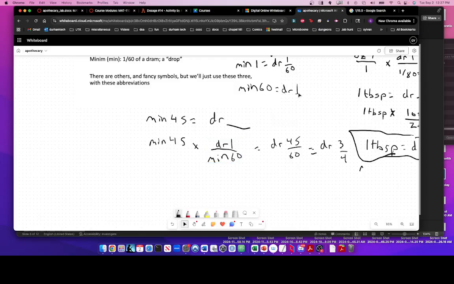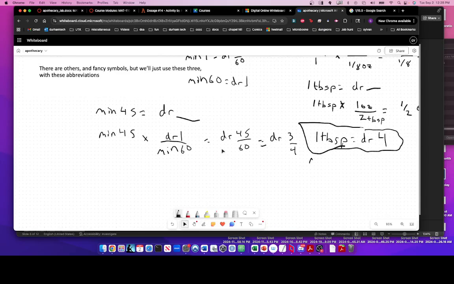So put the 1 dram on top, which is what we want. Put the 60 minims on the bottom, what we want to get rid of. We get drams of 45 over 60. And since we want to come up with a fraction, there may be a way you can format your calculator to give you an output fraction. If not, you would just have to recognize that 0.75 is the same value as 3/4. So once again, in the apothecary system, we want to give our answer in quarters, and therefore our final answer should be that 45 minims is 3/4 of a dram.